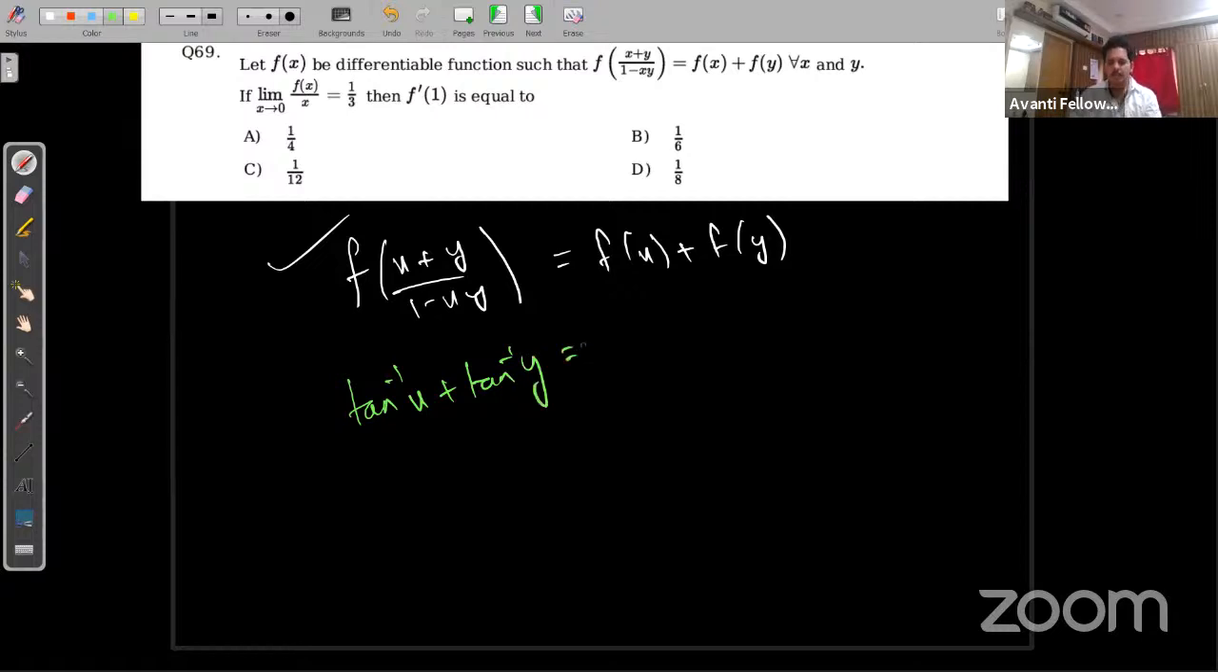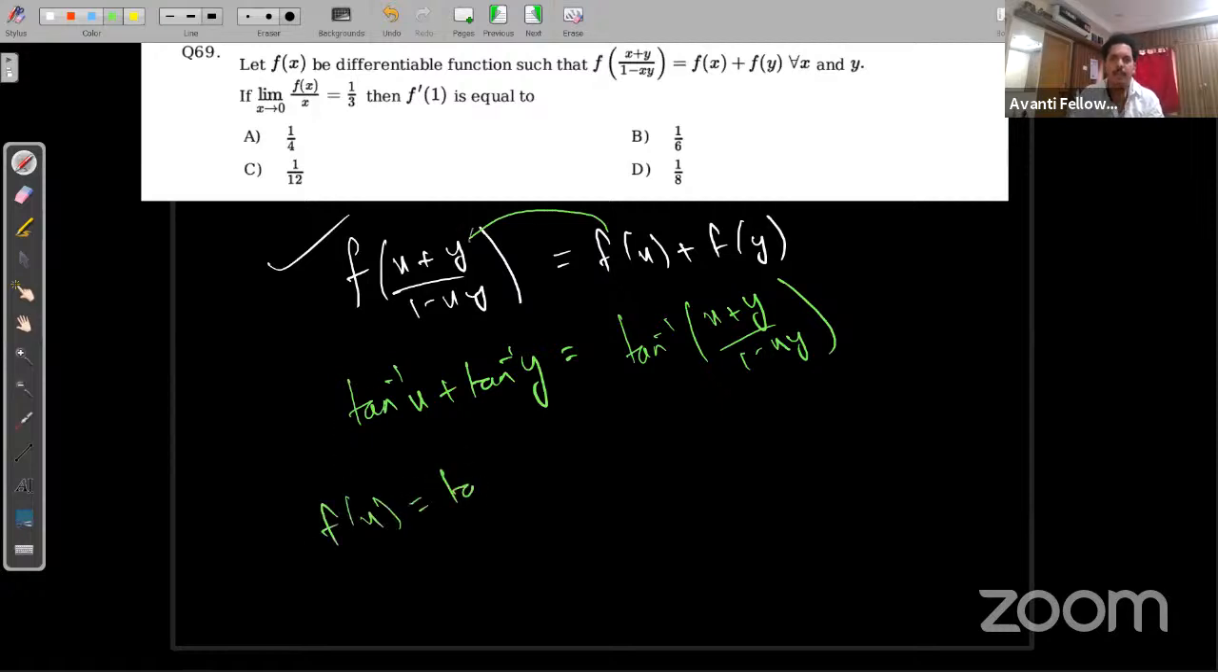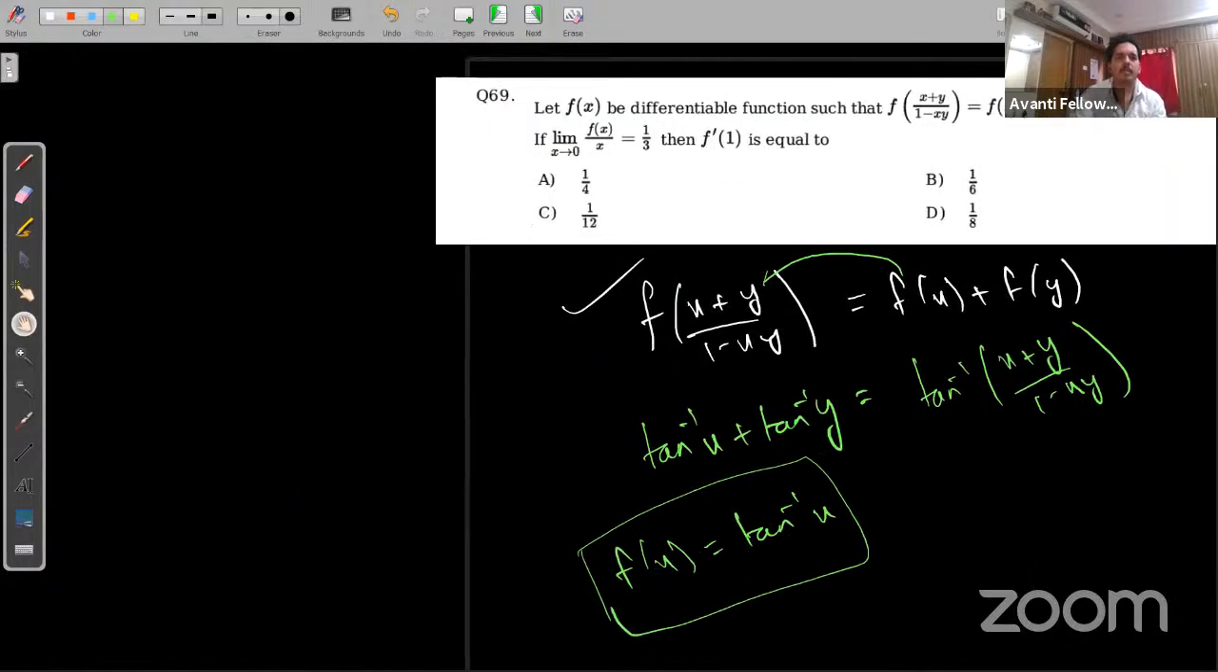That is the reason you have to be very thorough with the formulas of the inverse trigonometric functions. The formula for tan inverse of x plus tan inverse of y is tan inverse of (x plus y) by (1 minus xy). This satisfies the equation if you take f of x as tan inverse of x. So if f of x is tan inverse of x, what is happening to my question? He has given limit x tends to 0, f of x by x is equal to 1 by 3.